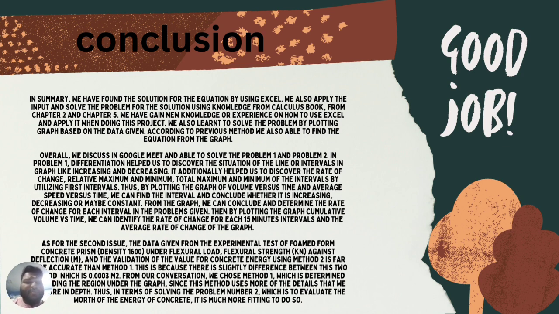So, for conclusion, in our summary, we have found the solution for the equation by using Excel. We also applied and solved the problem using knowledge from the calculus book, chapter 2 and chapter 5. We have gained new knowledge and experience on how to use Excel when doing this project. We also learned to solve the problem by plotting graphs based on the given data. According to the previous method, we were also able to find the equations. Overall, we discussed on Google Meet and were able to solve problem 1 and problem 2.